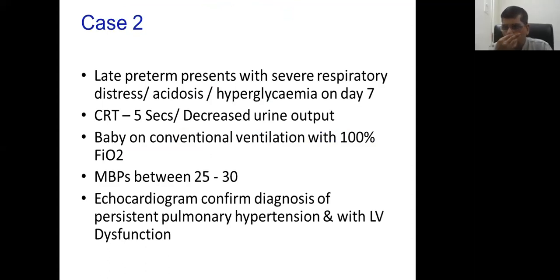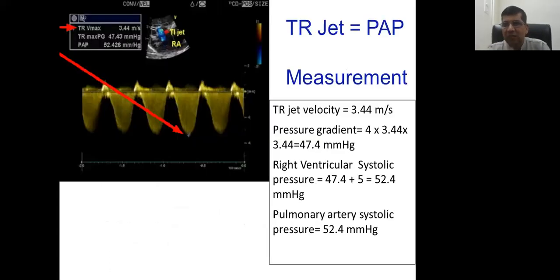Let's discuss case 2. This is a late preterm, gift of India, outborn baby, with severe late onset sepsis, suspected late onset sepsis, probably Klebsiella or Acinetobacter, hypotension, on ventilation. Along with that, features of pulmonary hypertension: TR jet, MR jet, bidirectional PDA. This baby has pulmonary pressures documented as suprasystemic by the TR jet.